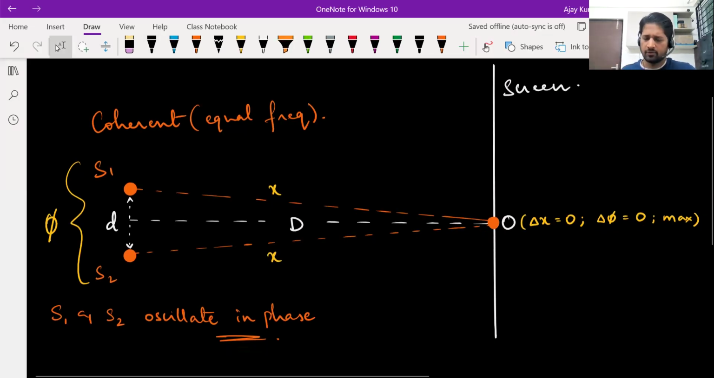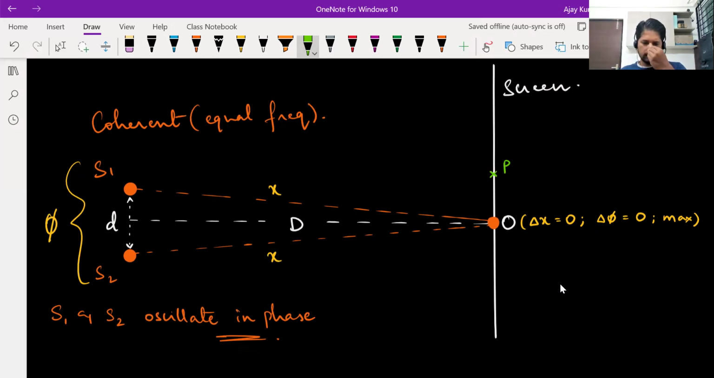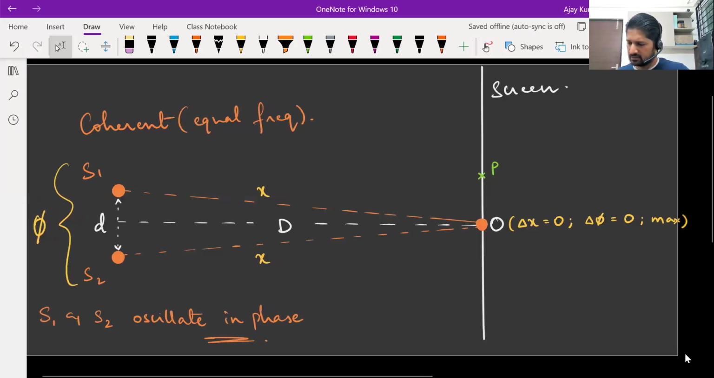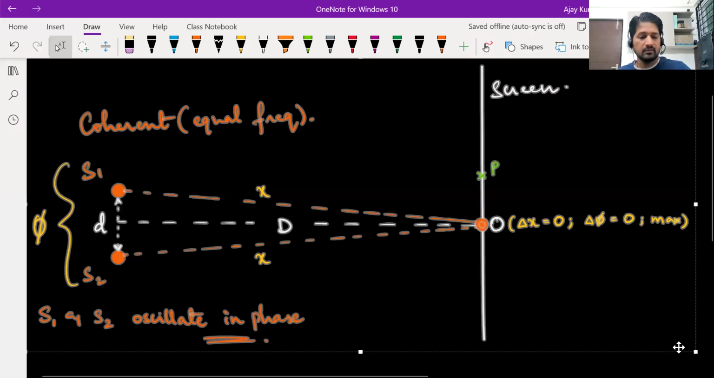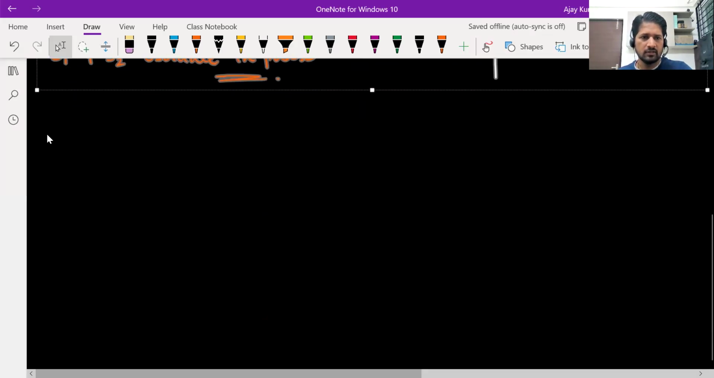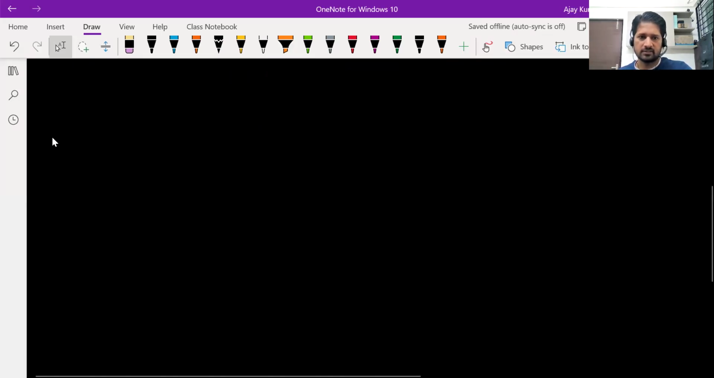Next, move away from the point O. Consider some other point on the screen. Let's say this point. Definitely any point other than O will be at different distances from the sources. Okay, from S1 to P, the distance is different, and from S2 to P, the distance is different. And if distances are different, sources are oscillating in phase, then you can say for sure, not just a possibility, you can say for sure that they will arrive there with a phase difference.